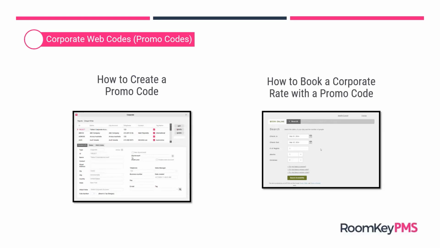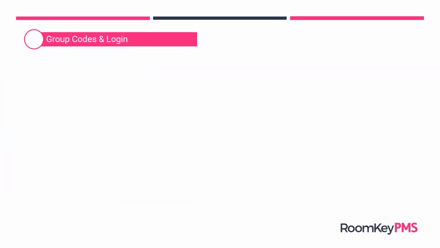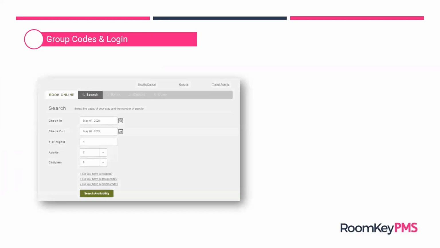Now let's take a look at another type of code that can be used on eRes. Group codes are very common to use for event attendees to book directly online. On eRes, just like we saw with the corporate code, we do have an option to enter in a group code as part of the search page. So here on eRes, before the guest searches for availability, they can enter in a group code and access group block inventory and group block rates.